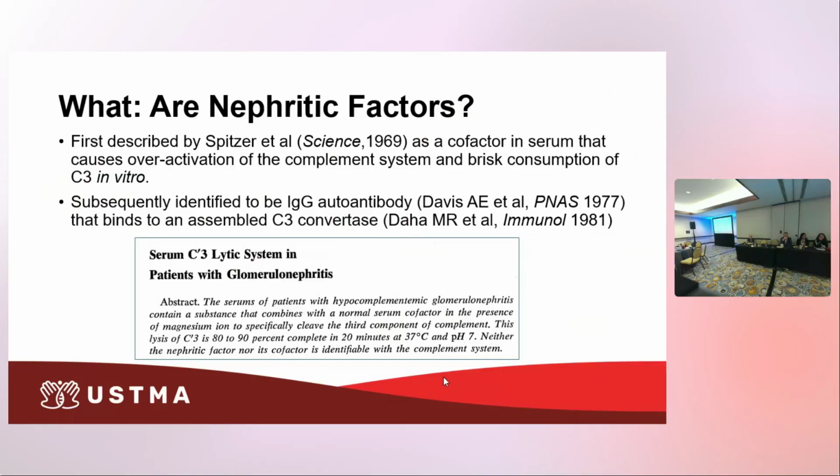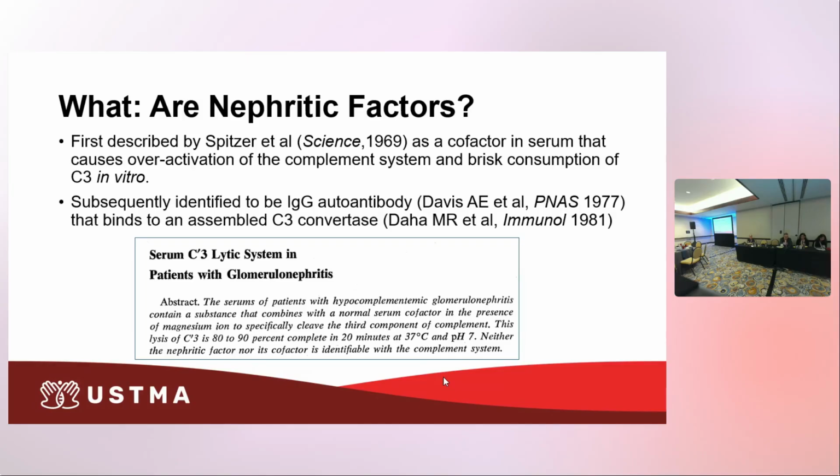Okay, so we'll start out with the what of nephritic factors. Nephritic factor was first described by Spitzer and colleagues in this landmark paper in Science in 1969. The senior author on this paper was Clark West, a pediatric nephrologist in Cincinnati, so I have a deep affinity for this particular paper. The description was that there was an unknown substance in a patient's serum that caused overactivation of the complement system when it was combined with normal human serum.